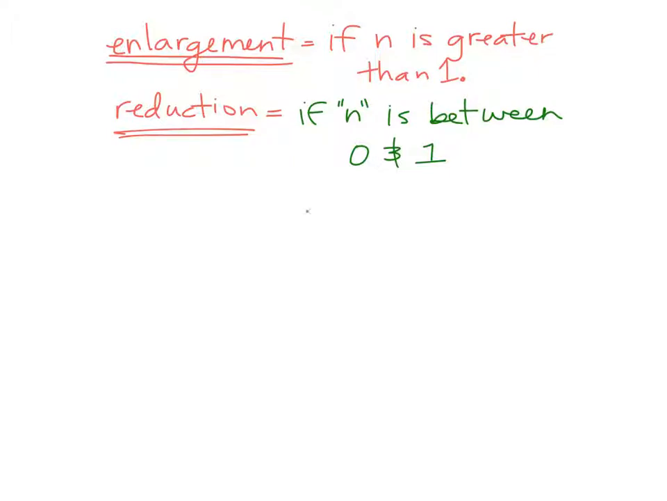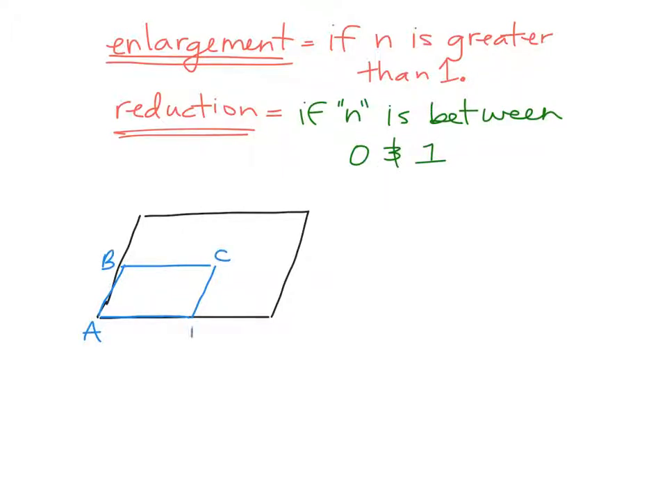All right, let's say you have a parallelogram and a parallelogram. This is A, B, C, and D. And this is B prime, C prime, and D prime. And then we are told that CD has a length of 2 and C prime, D prime has a length of 4.